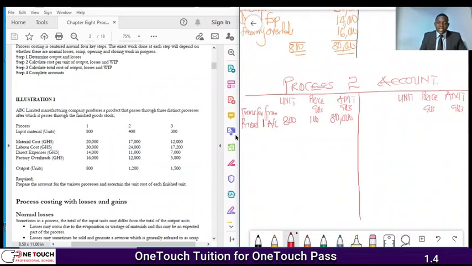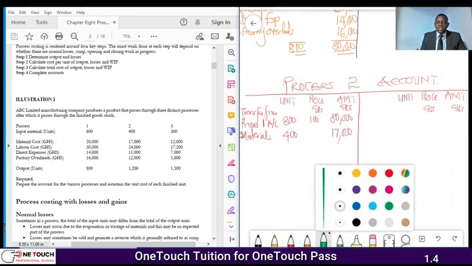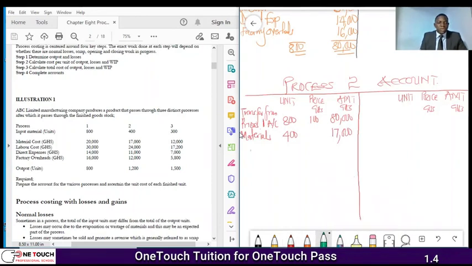The materials that were added. So materials introduced in process 2. Additional materials of 400 units was introduced. So we add that one. Now, what was the cost of the materials introduced? It is 17,000. Good. Now we have labor costs.